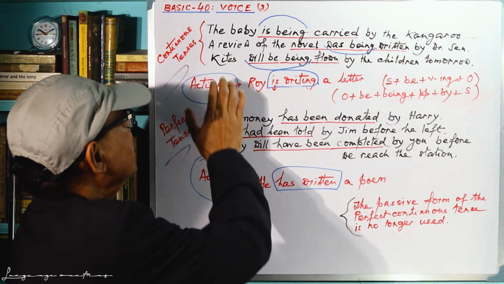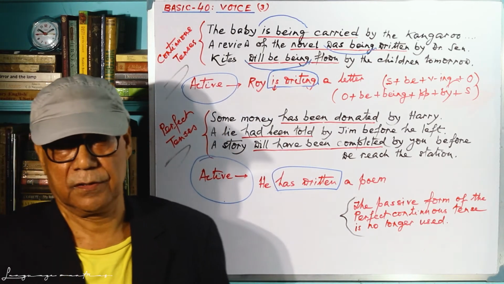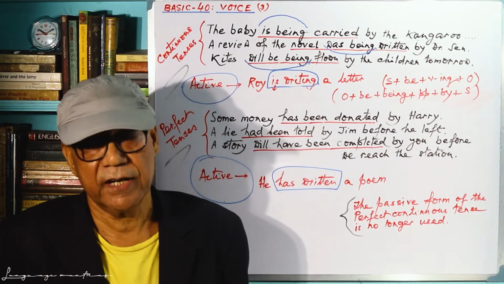Now come to the third sentence in the future tense. Kites will be being flown. Kites will be being flown by the children tomorrow.